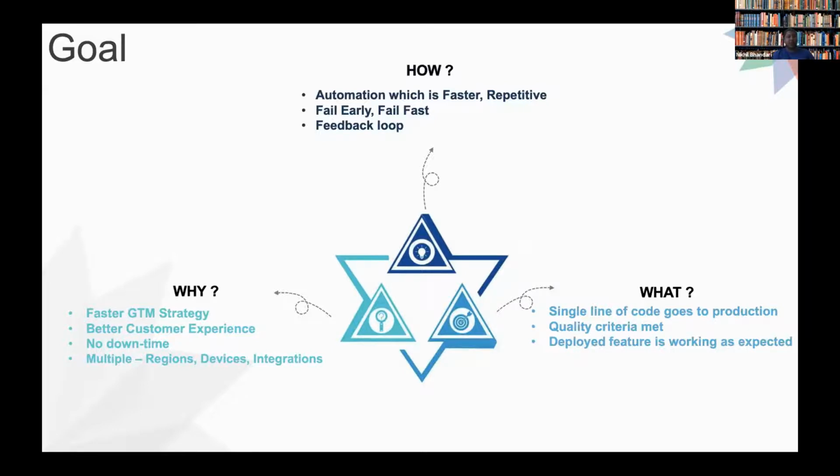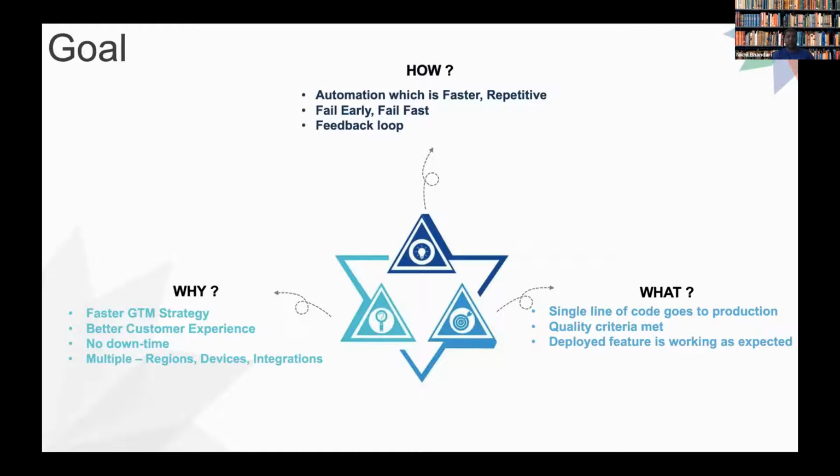So that's a need of the hour, right? And so how do you do that? So that's coming from business. Then how do you do that from an engineering perspective? You can have a single line of code which can be deployed in production, with all the quality criteria met, and I want to ensure that the feature that I developed is working fine in the production. So that's my success point, right?